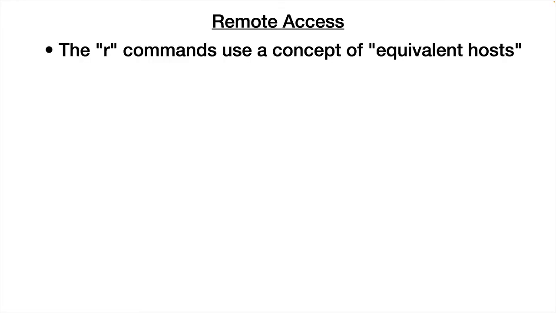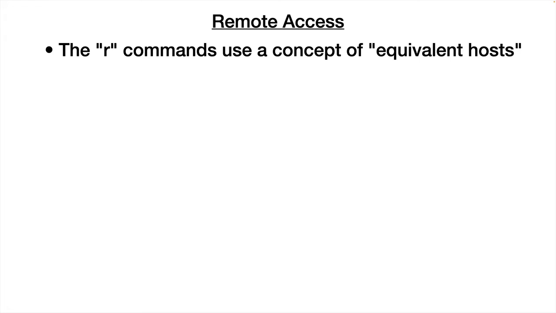And one thing that makes all this possible is the concept of something called equivalent host. Equivalent hosts are a collection of machine names. All these machines are considered to be run by the same system administrator or administrators. They have the same user IDs on all the machines. Something called a UID, which is a Unix identifier, is going to be consistent for the users across the machines.